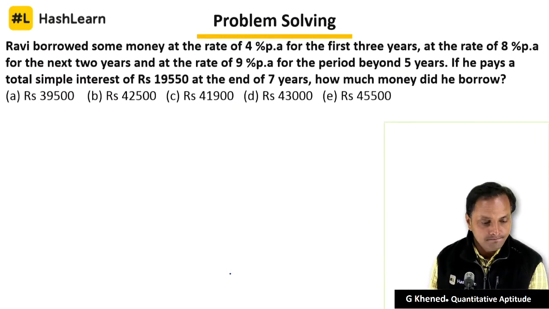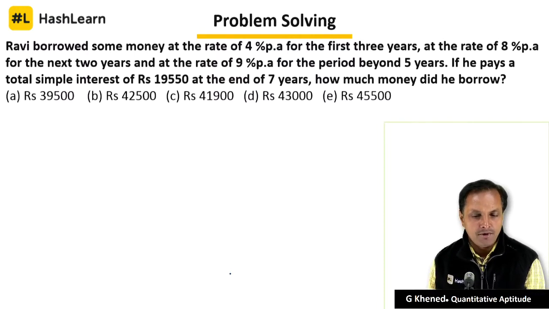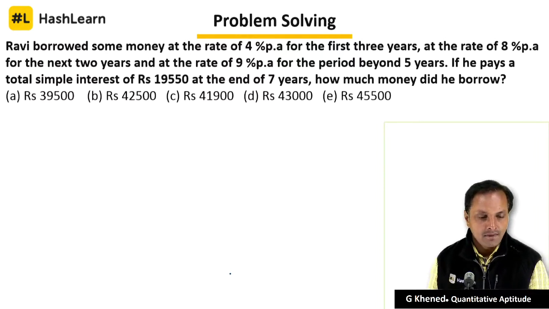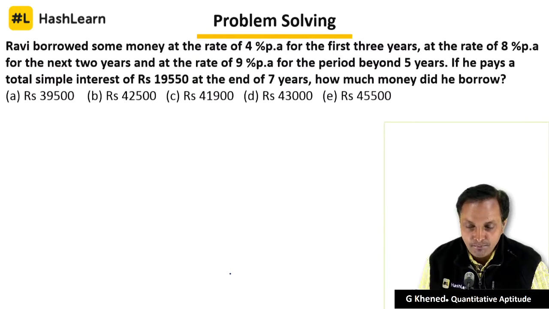Here is an example. Ravi borrowed some money at the rate of 4% per annum for the first 3 years. Please make a note, for the first 3 years he is borrowing at 4%, at a rate of 8% per annum for the next 2 years, at the rate of 9% per annum for the period beyond 5 years. If he pays a total simple interest of 19,550 at the end of 7 years, how much money did he borrow?